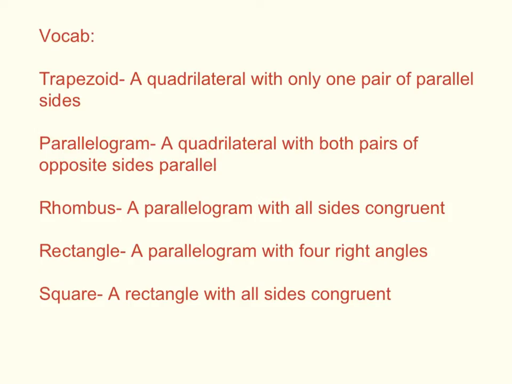We have some vocab words. Trapezoid is a quadrilateral with only one pair of parallel sides. A parallelogram is a quadrilateral with both pairs of opposite sides parallel. A rhombus is a parallelogram with all sides congruent. A rectangle is a parallelogram with 4 right angles. And a square is a rectangle with all sides congruent.